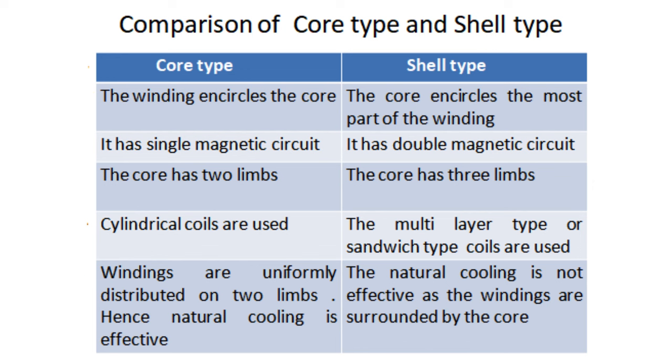In core type transformer, cylindrical coils are used, whereas in shell type transformer, multi-layer disc type or sandwich type coils are used. In core type transformer, the windings are uniformly distributed, so natural cooling can be effective. In case of shell type transformer, the natural cooling does not exist as the windings are surrounded by the core.